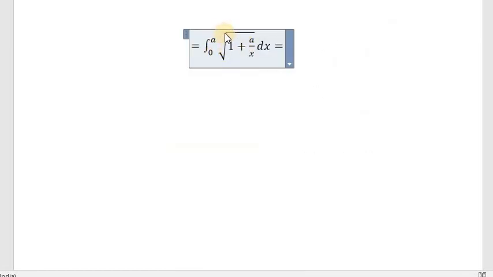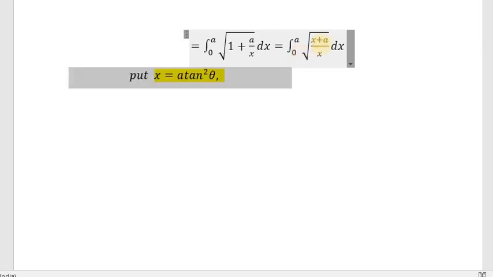Integral 0 to a square root of 1 plus root a by x whole square, that is nothing but 1 plus a by x dx. By taking LCM we get x plus a by x. So integral 0 to a root of x plus a by x dx. This we cannot simplify directly, so we have to substitute for x.